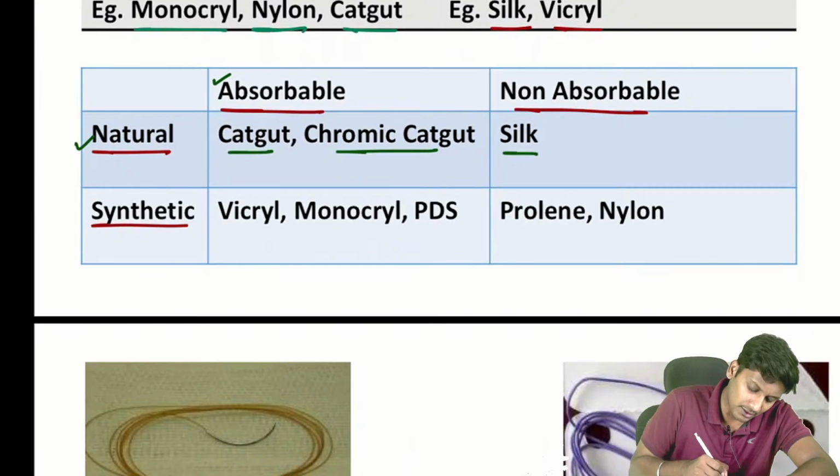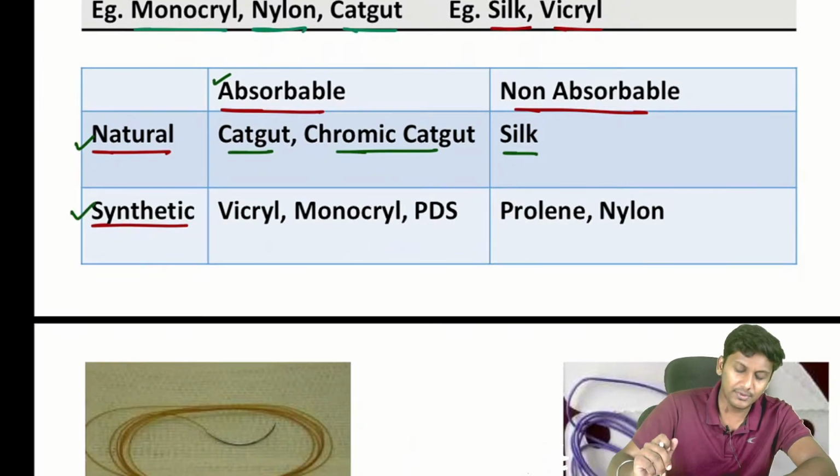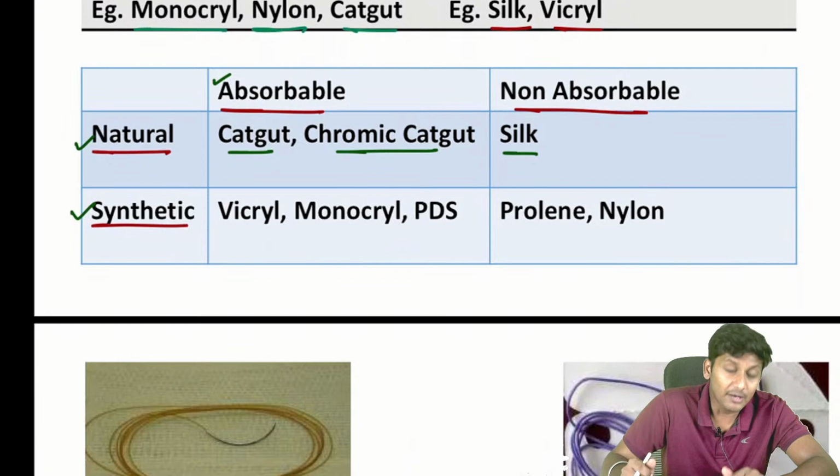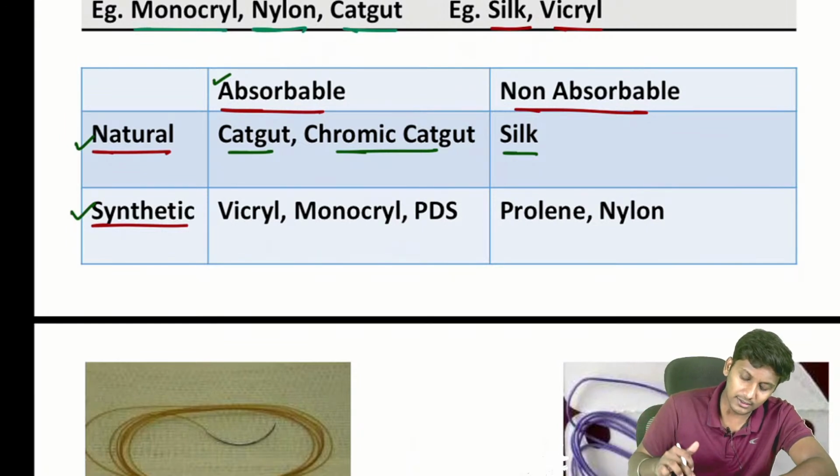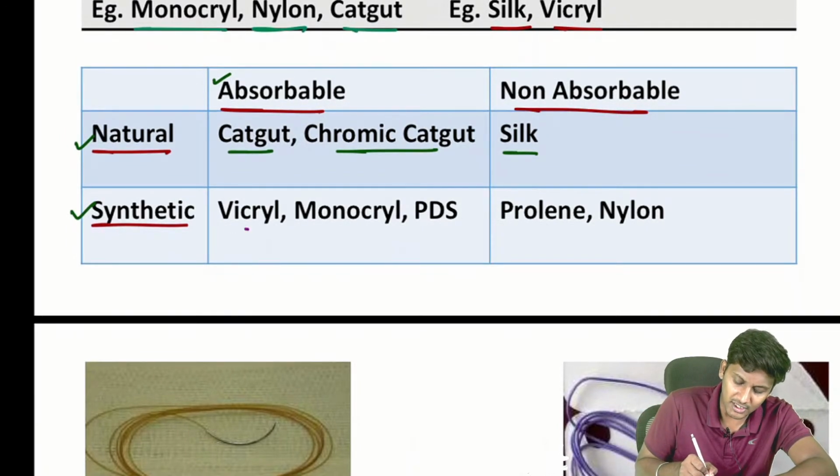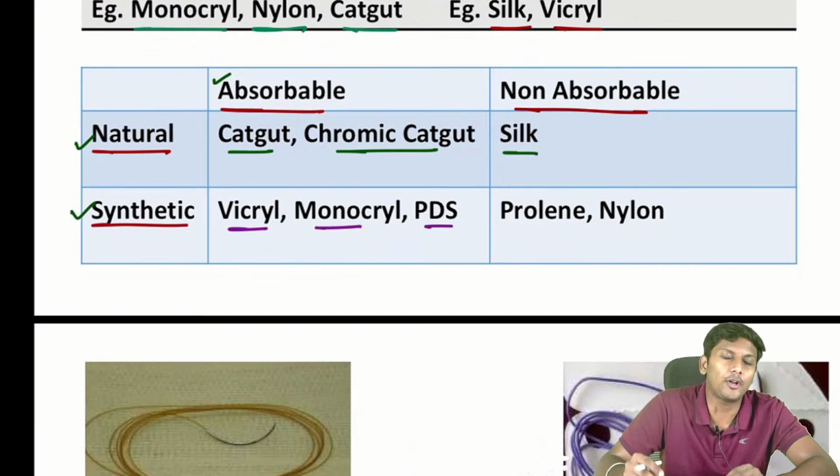Next, if I talk about the synthetic sutures, which are prepared outside in the laboratory. These synthetic sutures which are absorbable in nature are vicryl, monocryl, and PDS. PDS is nothing but polydioxanone. So there are three types of absorbable sutures which are synthetic in origin. First is the vicryl, second is the monocryl, and third is the PDS, that is polydioxanone.